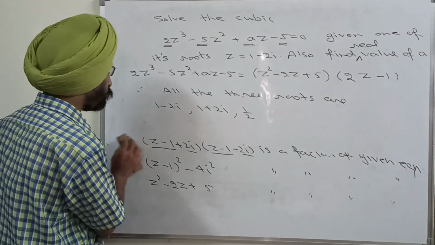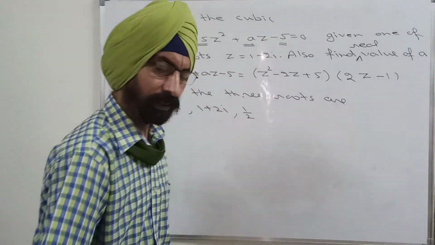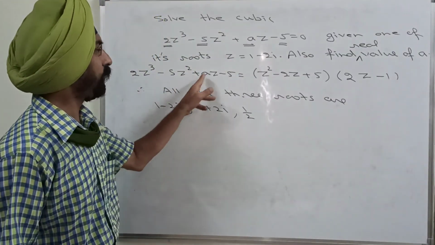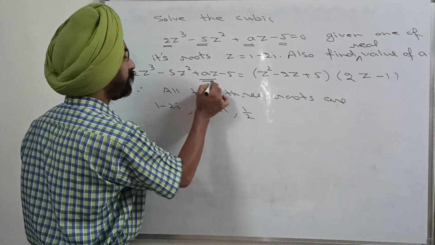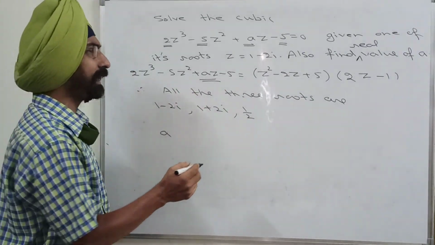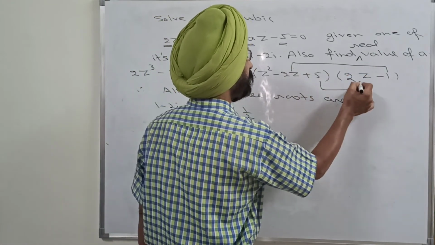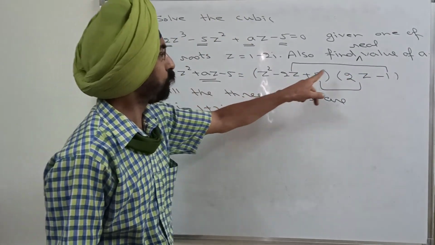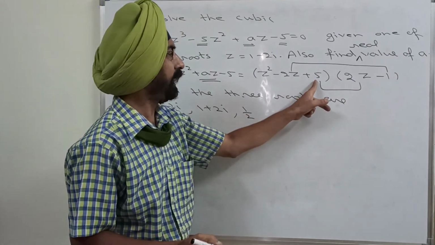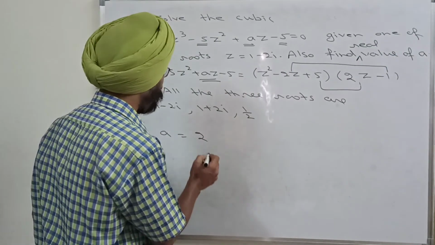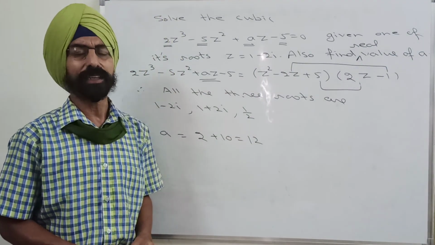Now we are also to find the value of a. To find the value of a, what you have to do, just equate the coefficients of z from both sides. Here the coefficient of z is a. On the other side you will get z when you will multiply these two terms. So minus 2z into minus 1 is 2, and 5 into 2z is plus 10. So it is 12. The value of a is 12.